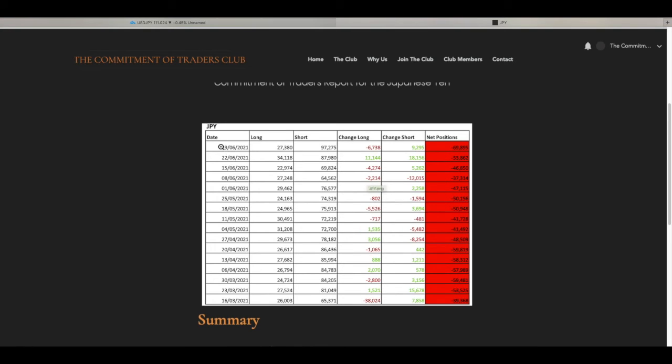Nice and simple. So for the current week, the 29th was the latest published report. We can see that institutions have closed long positions and opened short positions on the JPY, which has increased the net positions short to 69.8 thousand net positions in favour of the shorts. Now what does that tell us? That tells us that the JPY is weak. It is weaker than the USD because they're shorting the JPY USD, which means they're longing USD JPY.